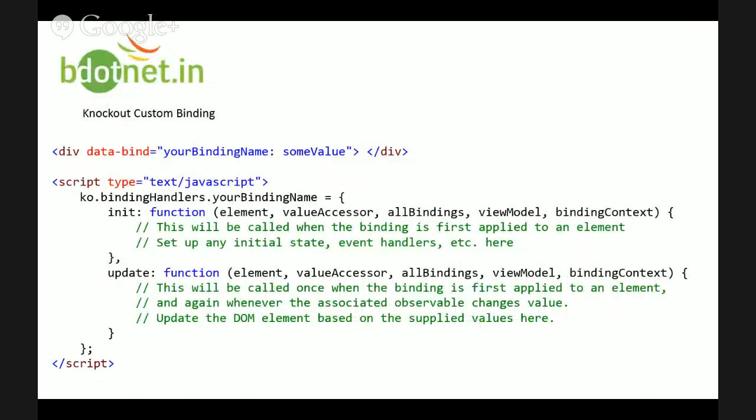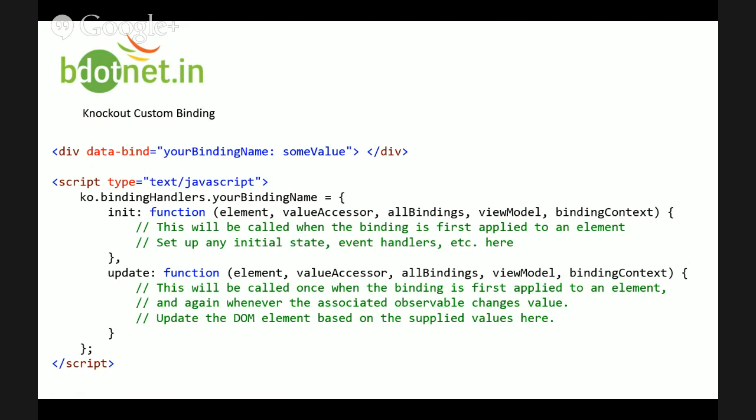Now, Knockout has something called custom binding. You have earlier seen that we have different types of binding called value, text, HTML, etc. But if you want to have your own binding, you can use something called custom binding. Custom binding is easy to write. After you create your model, you add the custom binding code, that is ko.bindingHandlers. You can put your own name. It has two functions. One is the init function that is executed just once, and you have the update function.